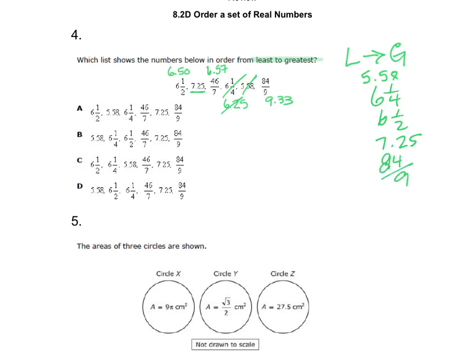So let's look at, that's not 5.58, and neither is that. So those two are out. Either one of these so far, but we need 6 1/4 to be second, and so there we go.